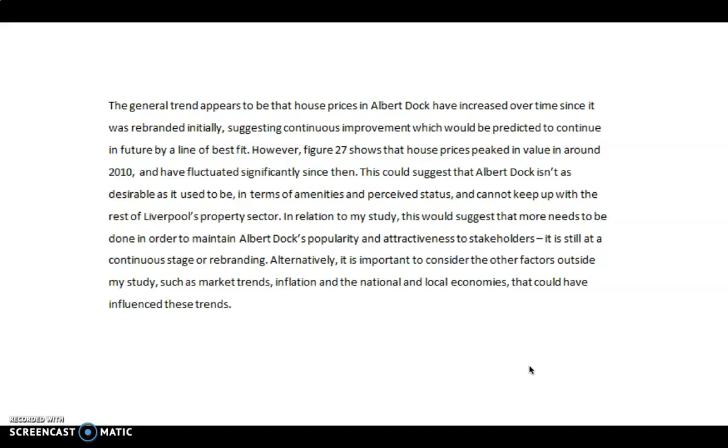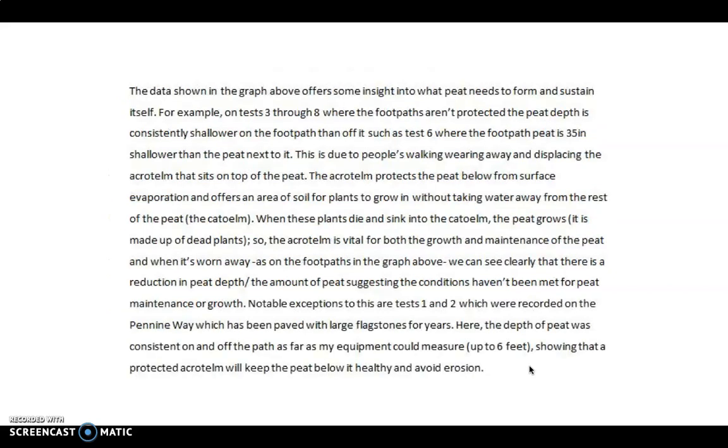Again, this relates to the graph on housing prices, and you can read the students' analysis and see how they're starting to link it to wider ideas of geography. They're going into detail on how it might link to the way that the economy in the local area has changed. This is from the peat study, looking at peat depth on Kinder Scout. Again, I'll encourage you to pause this and have a read of what it shows.